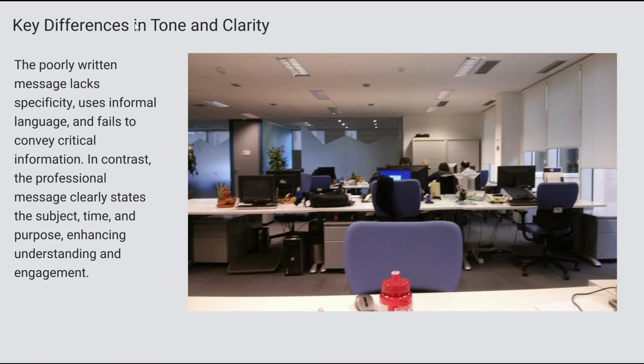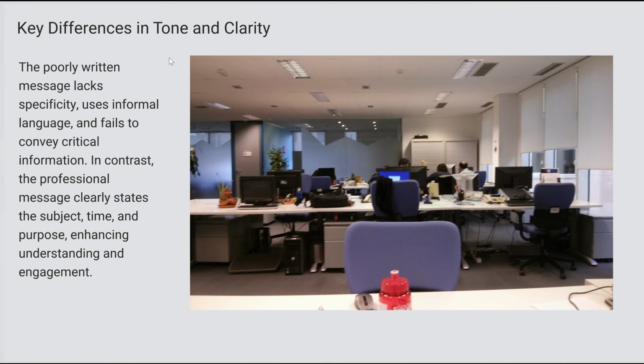So some key differences in tone and clarity. The poorly written message lacks specificity, uses informal language, and fails to convey critical information. However, the professional message clearly states the subject, time, and purpose, enhancing understanding and engagement, also allowing the team to further prepare themselves properly.